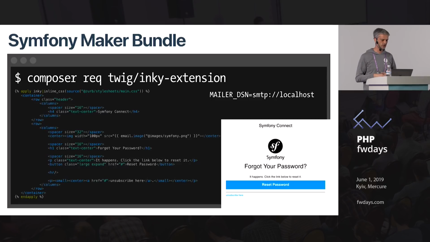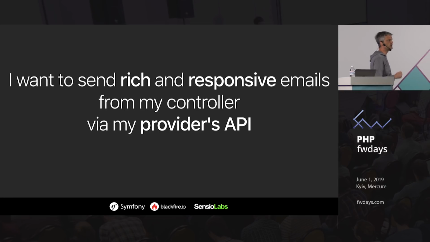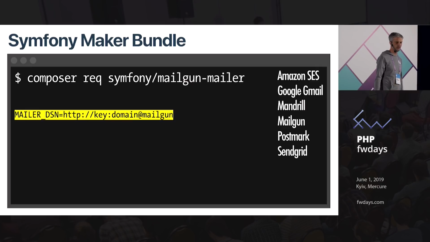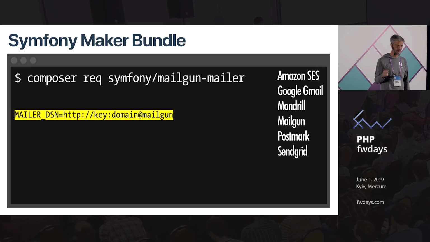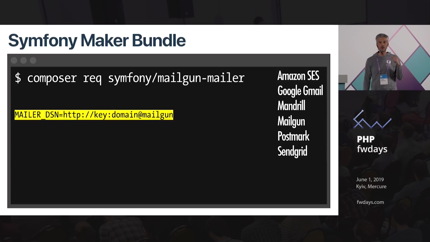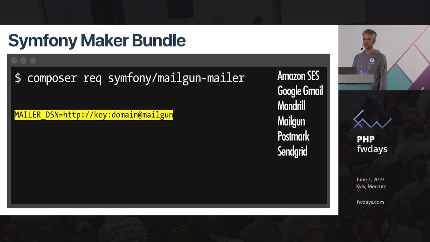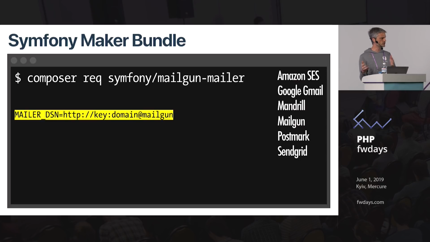Okay, so I want to send rich and responsive emails, of course, but I don't want to use SMTP. I want to use a provider. And most of you are probably using some kind of providers, SendGrid, Mailgun, MailChimp, whatever. So out of the box, and that's new in Symfony Mailer, you can't do that with SwiftMailer. We have a bunch of providers, Amazon, Google, Gmail, Mandrill, Mailgun, Postmark, SendGrid, by default, built-in. So the only thing that you need to do is actually to change your mailer DSN. That's all. That's the only thing you need to do, and all of a sudden, instead of using SMTP, it's going to use a provider and the HTTP API for that.